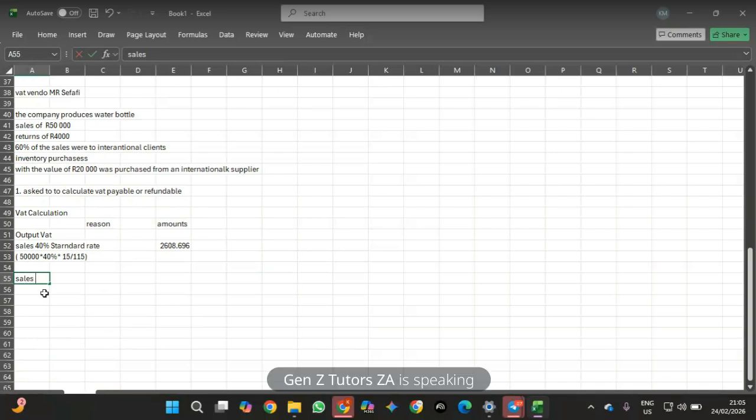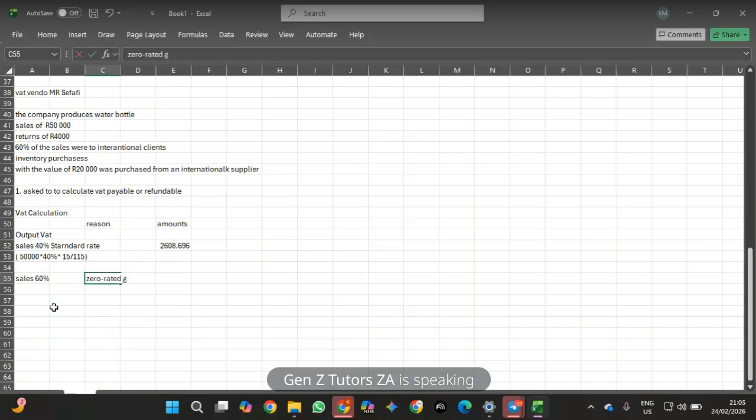And then what is this? Okay, let me just say 60%. Or sales 60%, even if you just write it like this. And on the reason part, for your reason, it's what? Export. On your reason, you're going to say zero rated.